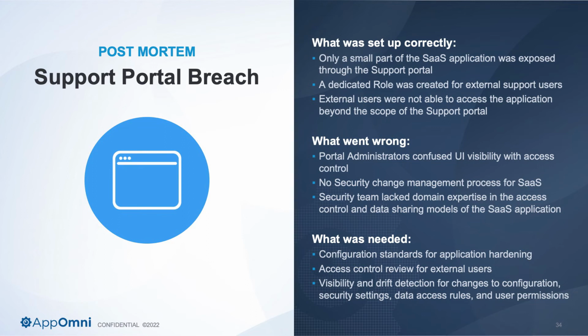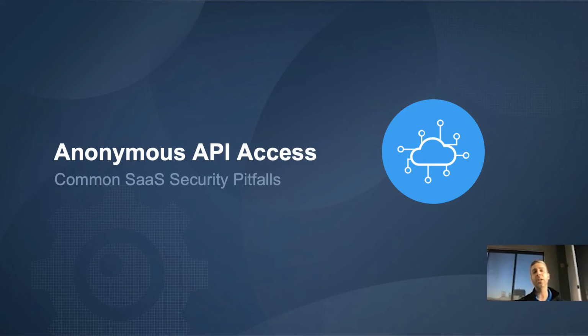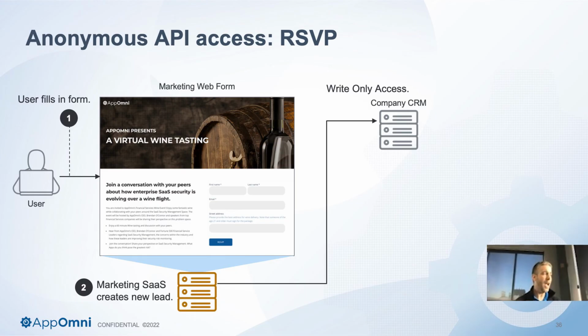internet. And then lastly, I'm going to talk about anonymous API access, because this is another one that we see so often, and customers are accidentally exposing their data to the public world. How does anonymous API access happen? Who would ever leave anonymous access open on the internet? Well, it may surprise you how common this is.